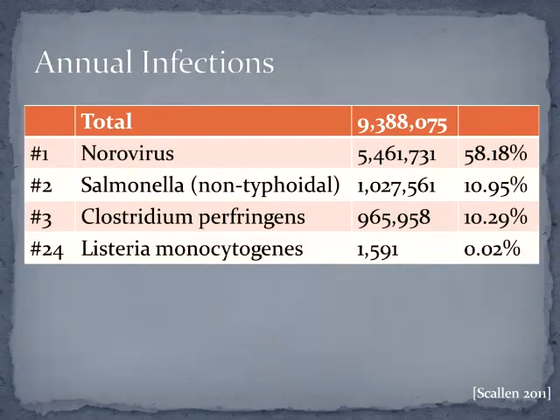But what I want to do is break it down and show you where listeria fits into that. So of annual infections, just over 9 million could be attributed to a foodborne illness. Of those, the most common was norovirus, which accounts for more than half of the foodborne illnesses, and then Salmonella, Clostridium as the top three. And listeria falls much farther down, only number 24 on the list, with about 1,500 cases in the year. So a very small percentage, as you can see, 0.02%.